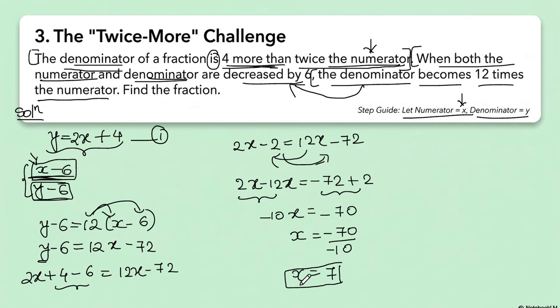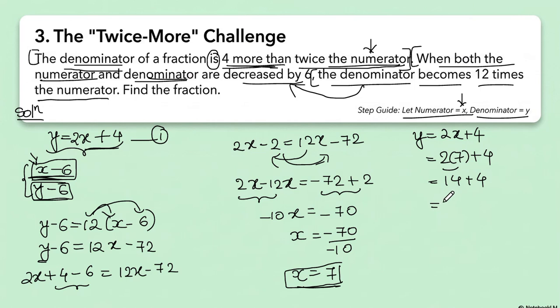Now let's put the value of x in the first equation here. So first equation is what? Y is equal to 2x plus 4. So if we substitute the value of x, which is nothing but 7, 2 into 7, 14 plus 4.